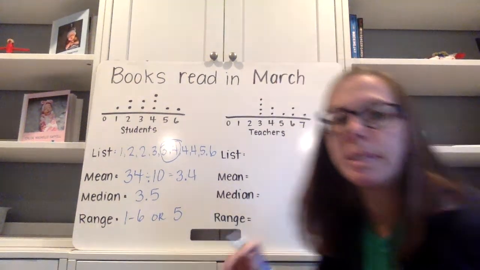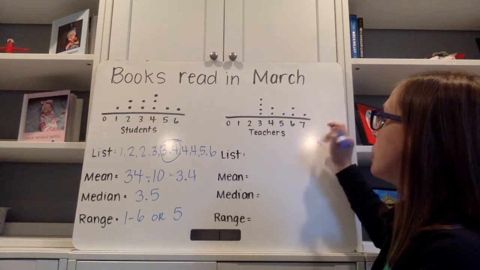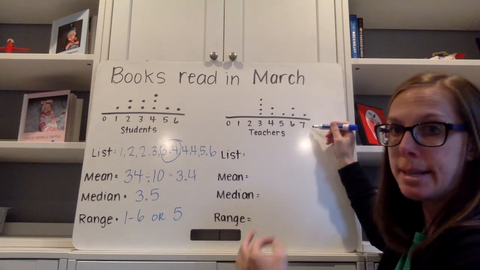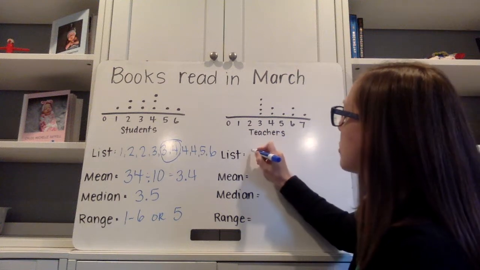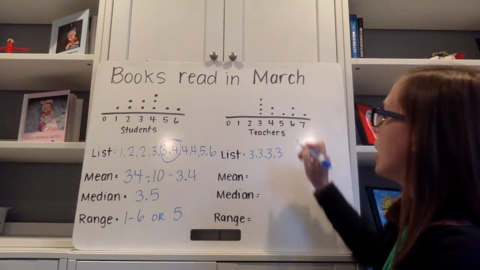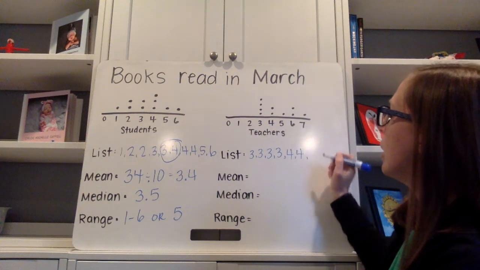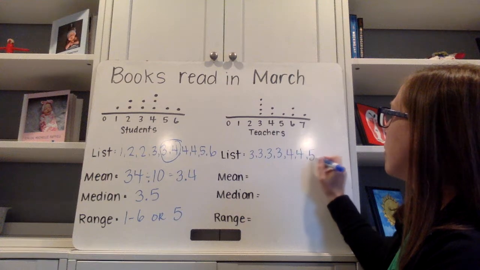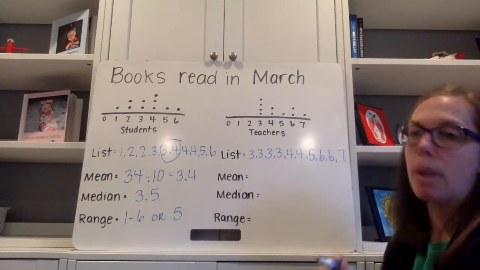Now we're going to do the same thing, but with our teacher data. Again, this isn't number of teachers, this is number of books read by teachers. Here I have 4 people that read 3 books, so I'm going to list that: 3, 3, 3, 3. 2 people read 4 books, so 4, 4. 1 person read 5. 2 people read 6, and 1 person read 7.